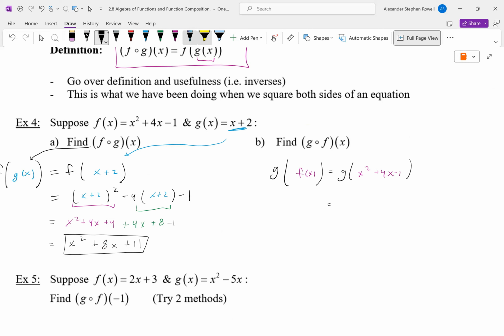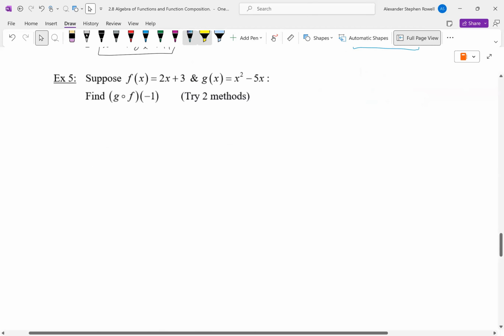And so function g is just x plus 2. But instead of x, we're plugging in x squared plus 4x minus 1. Yeah, x squared plus 4x plus 1. Very different answers, depending on which order we plug in. Any questions about that? Okay, example 5.